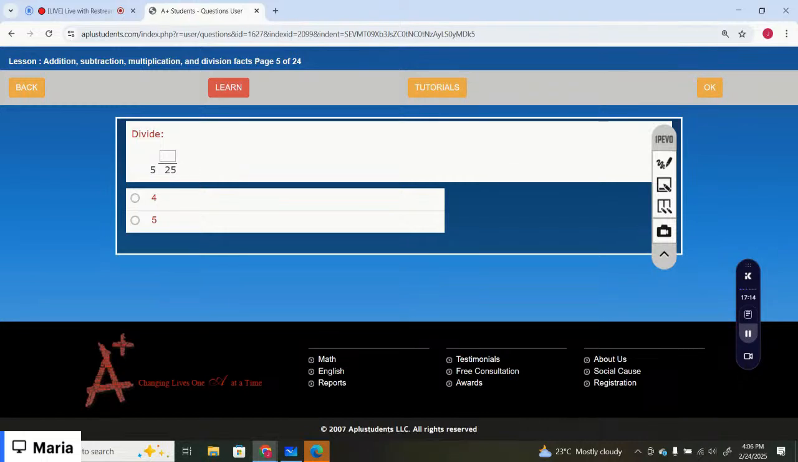25 divided by 5. 5 times what number is 25? 5 times 5 makes 25. So the missing number is 5. That means when you divide 25 by 5, the answer is 5. Option number 2 is the correct option.